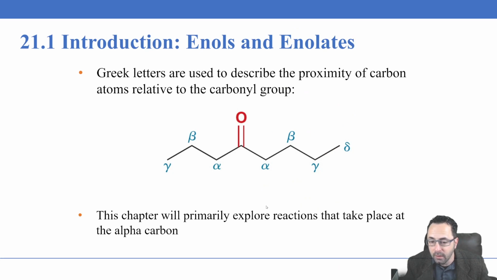So we use Greek letters, as we have used throughout the course, to describe the locations of carbon atoms relative to a particular group that we are interested in. In this case, we're interested in the carbonyl group, so the alpha carbon is the carbon that is attached directly to the carbonyl carbon, the one involved in the double bond to oxygen. The next carbons will be called beta, and then gamma, and then delta, and so forth. Primarily we're going to be looking for reactions that involve the alpha carbon right next to the carbon in the carbonyl group.